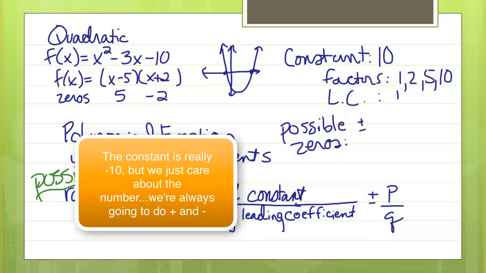Now, since we have a leading coefficient of 1, these are all going to be integers. We don't have to go through various denominators. So it would be 1 over 1, 2 over 1, 5 over 1, and 10 over 1. So the possible zeros of that function were positive 1, negative 1, positive 2, negative 2, positive 5, negative 5, positive 10, negative 10. Well, this one, it was just so easy. We just factored it and we found the exact zero. So we don't need to know that about a quadratic.